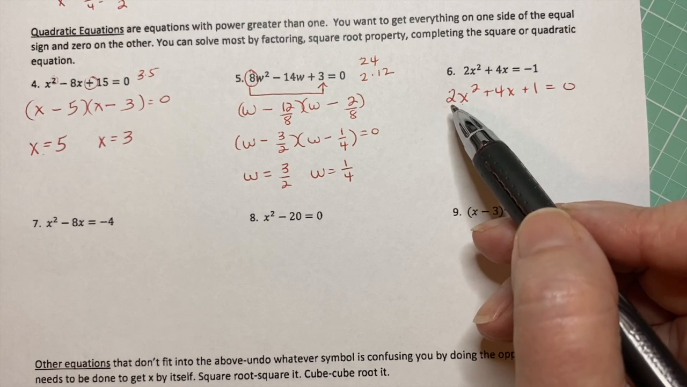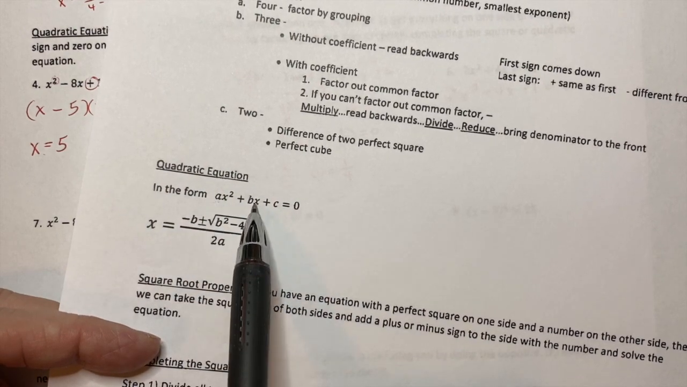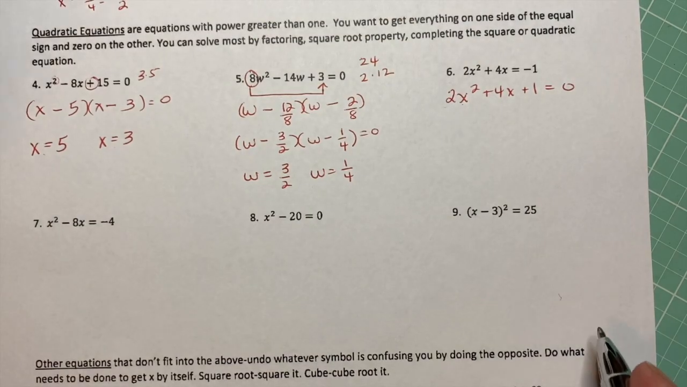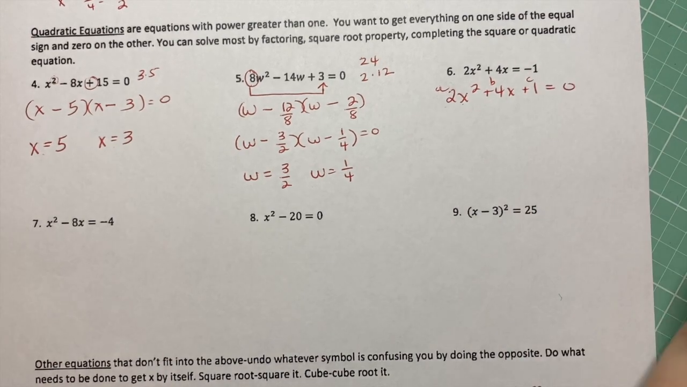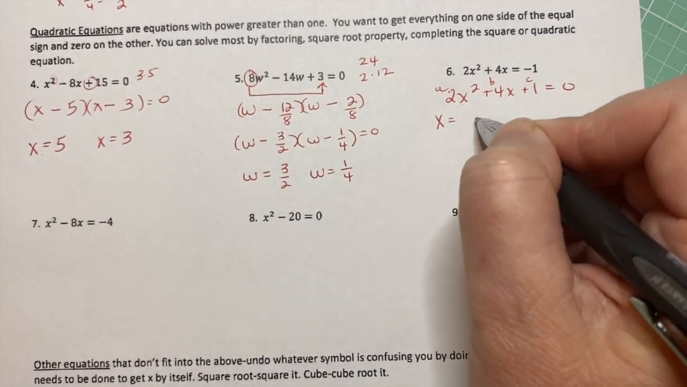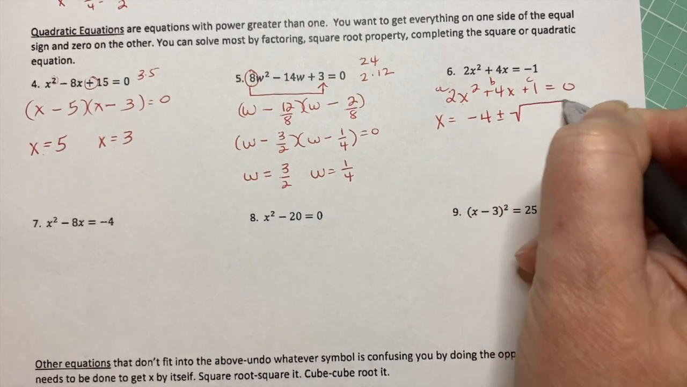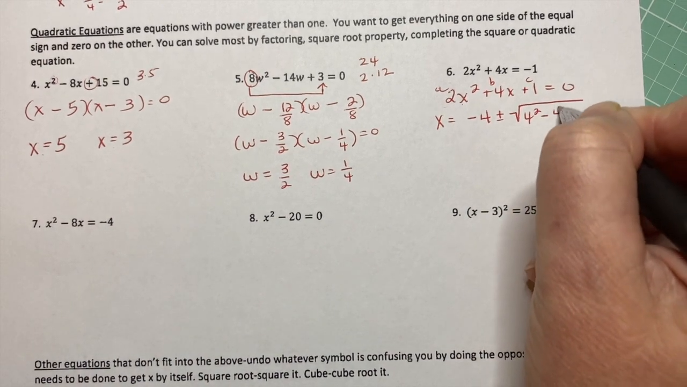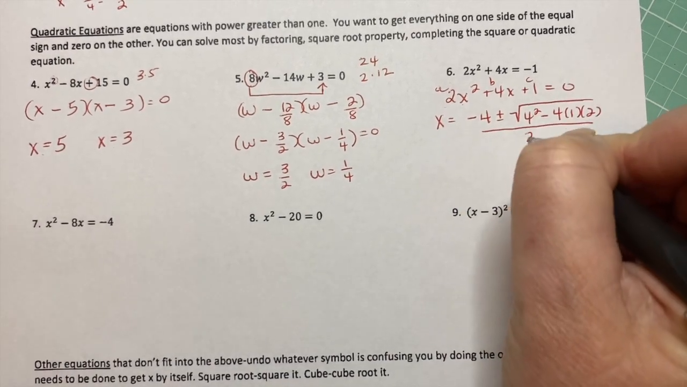So if it's got a coefficient in front and it won't factor, my opinion is that the quadratic equation is the easiest form because you can just count that as an A, that as a B, and that as a C. So let's do quadratic equation on this one. So A is 2, B is 4, and C is 1. And we're going to plug it in that equation, negative B, so negative 4 plus or minus the square root of 4 squared minus 4 times 1 times 2 all over 2 times 2.